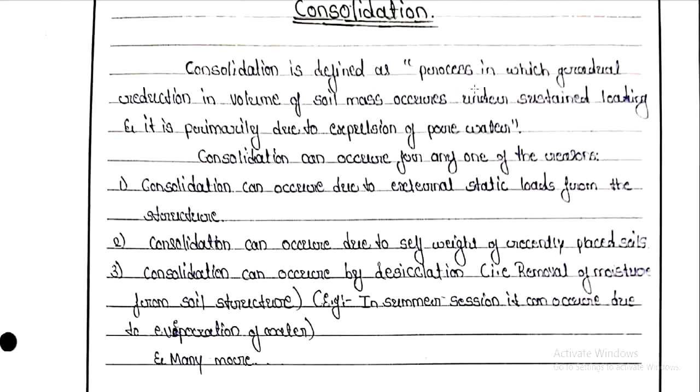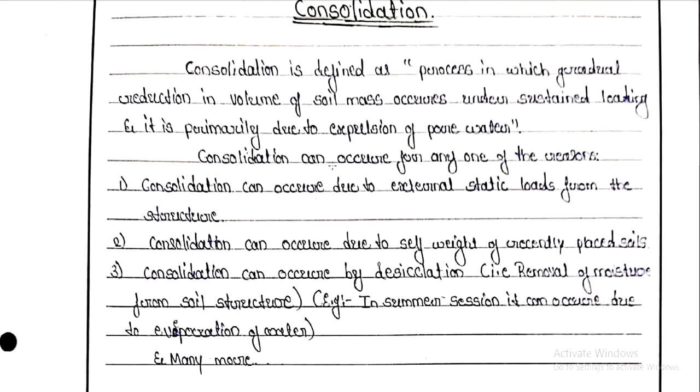Consolidation is defined as a process in which there is a gradual reduction in volume of soil mass under sustained loading, and it is primarily due to expelling out of water from the pores. Actually compaction is nothing but expelling out the air from the voids, and consolidation is nothing but expelling out the water from the pores or voids. But consolidation is a gradual and slow process and it is under sustained loading.